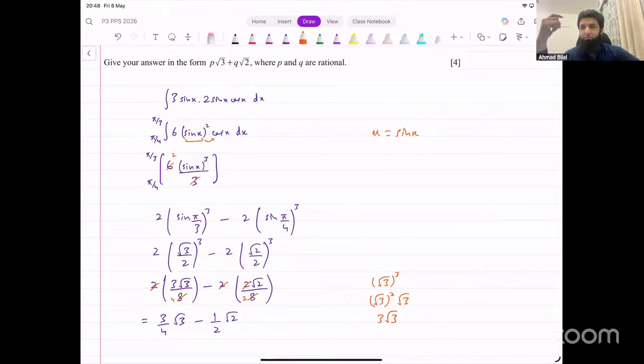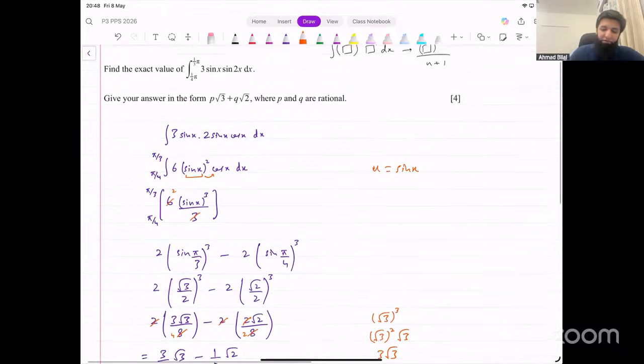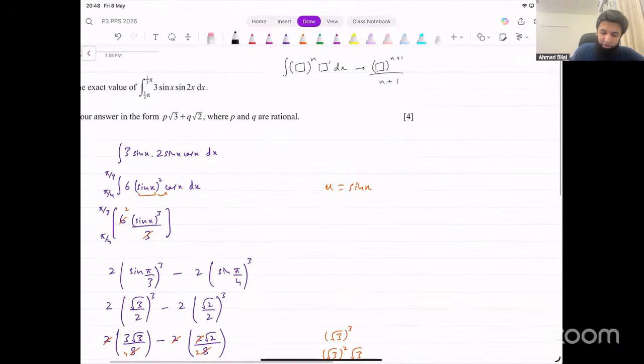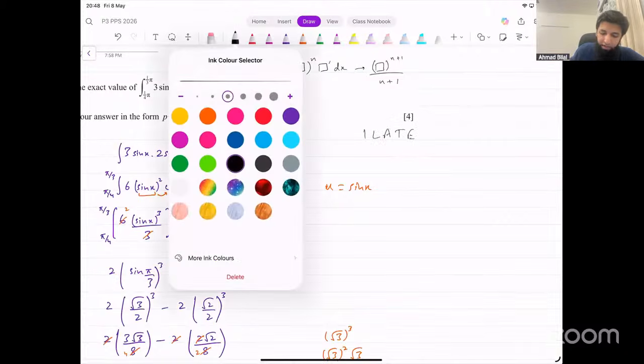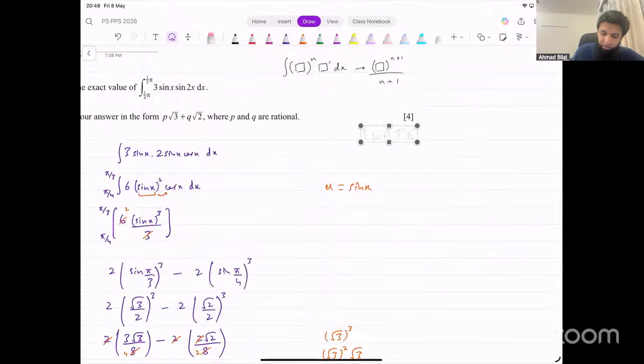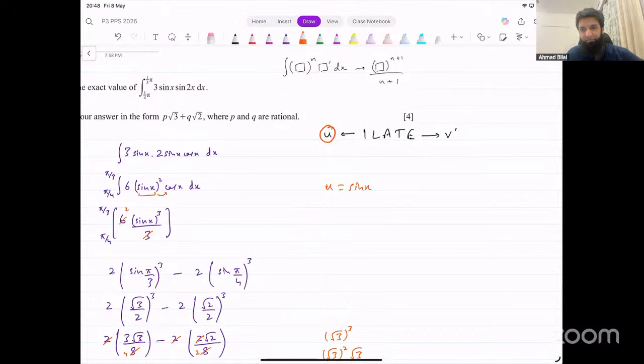IBP, integration by parts. Integration by parts won't be simplifying this because it's not large. When you have two trigonometric functions, remember ILATE. Why do we use ILATE to decide between u and v dash? We say whatever is on the left side, that should be u, whatever is on the right side, that should be v dash. Because we want u to be something that simplifies after differentiation.